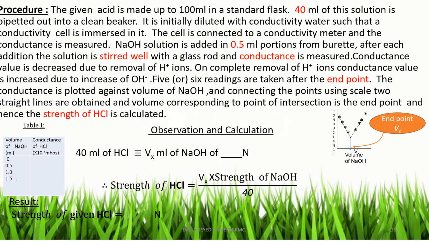That is after the end point, and the conductance is plotted against volume of sodium hydroxide. We get two straight lines, and the point of intersection of these two straight lines gives the end point. From the end point, we can calculate the strength of HCl.